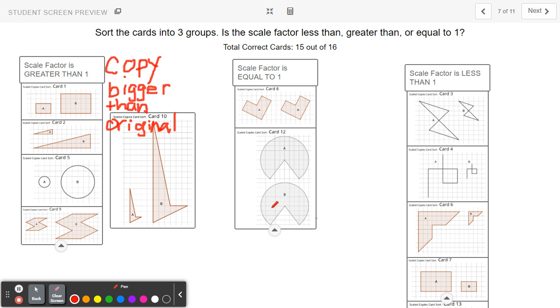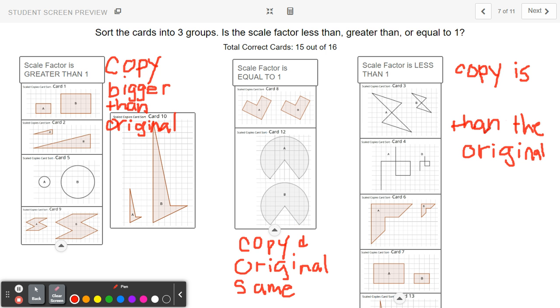When I looked at when my scale factor was equal to 1, I noticed, well, they're actually the same. So the copy and the original are the same thing. Okay. And then finally, let's take a look at here. So in all of these, our scale factor was actually less than 1. So it was like a fraction form, right? And in each one, when we go from the original to its copy, it gets smaller, right? So the copy ends up being smaller than the original, right? So it's like if it's less than 1, the copy, or I'm sorry, the original shrinks.